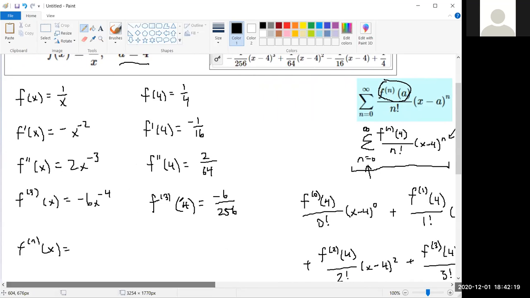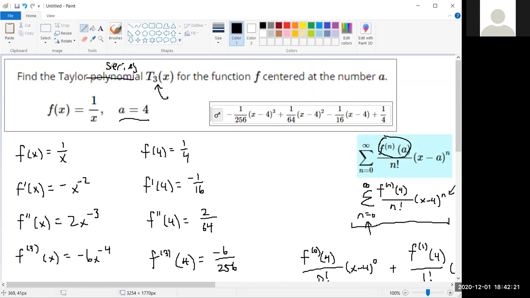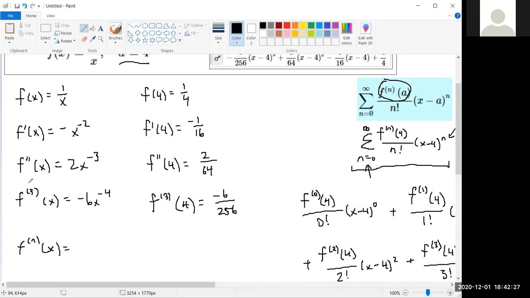So because they are asking for the Taylor polynomial of degree 3, that's why we can stop at the third derivative. So here's the third derivative. We wouldn't need to go to the fourth derivative because the fourth derivative would correspond to the term of degree 4, which we don't need here. So that's how you know what derivative to stop at.